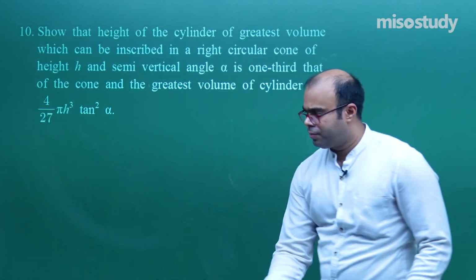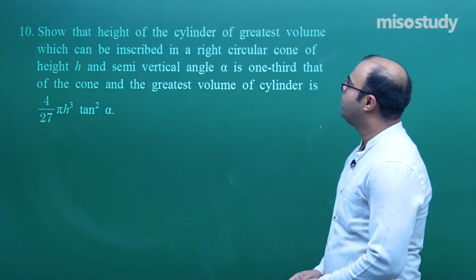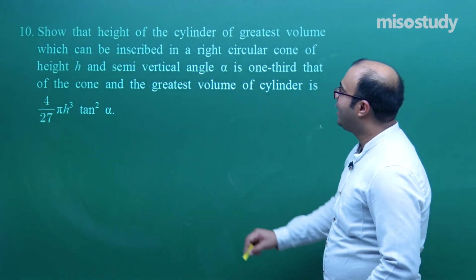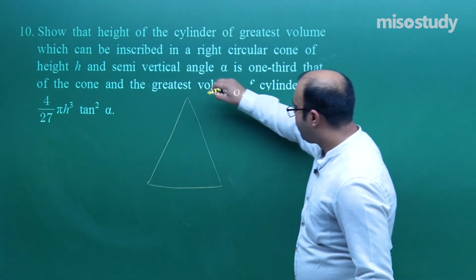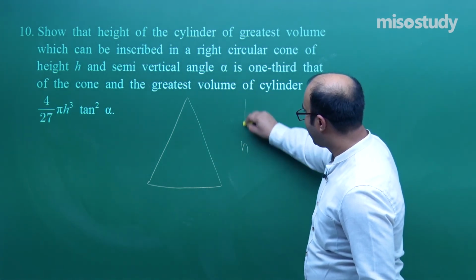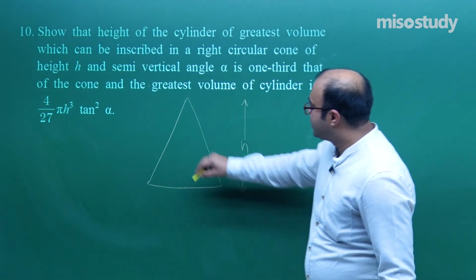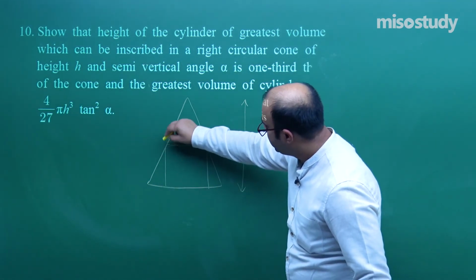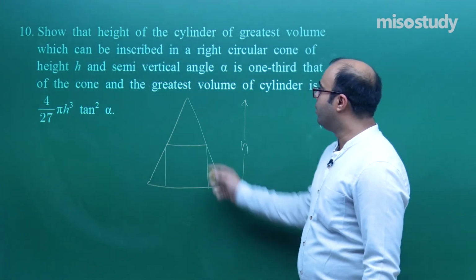It is saying, show that the height of the cylinder of greatest volume which can be inscribed in a right circular cone of height h. So there is a right circular cone of height h, so its height is given as h. We have to inscribe a cylinder in it. This is a cylinder and this is the cone.